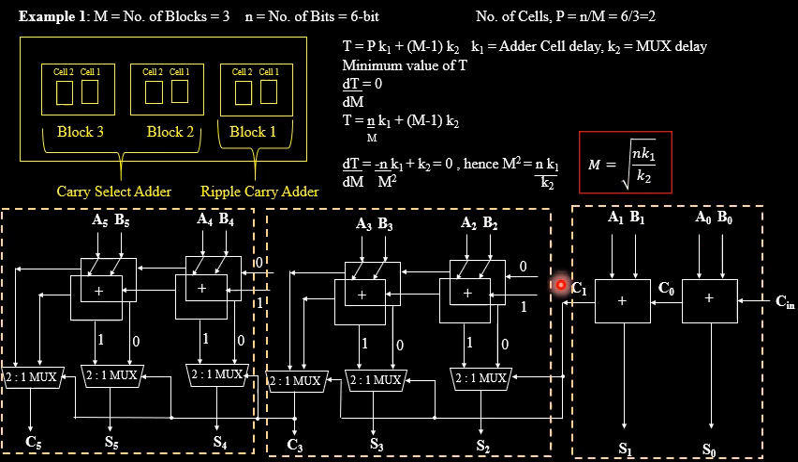So if you see, this represents block 1. So this is block 1 representation. So this is your block 1, and this is block 2, and finally this is block 3.